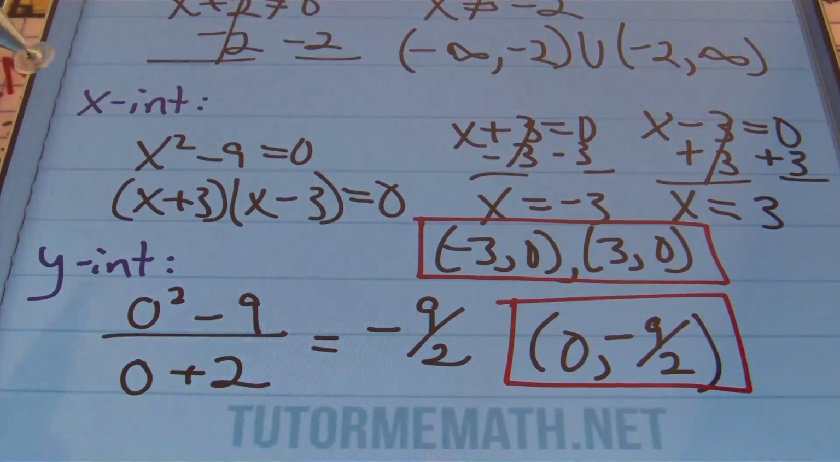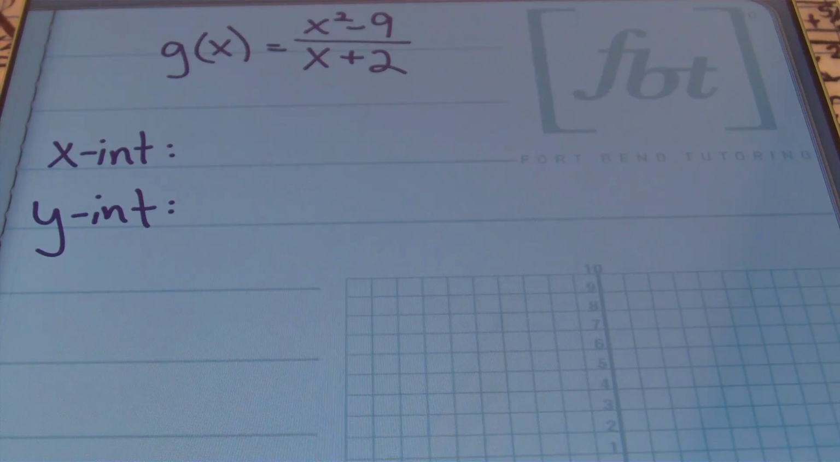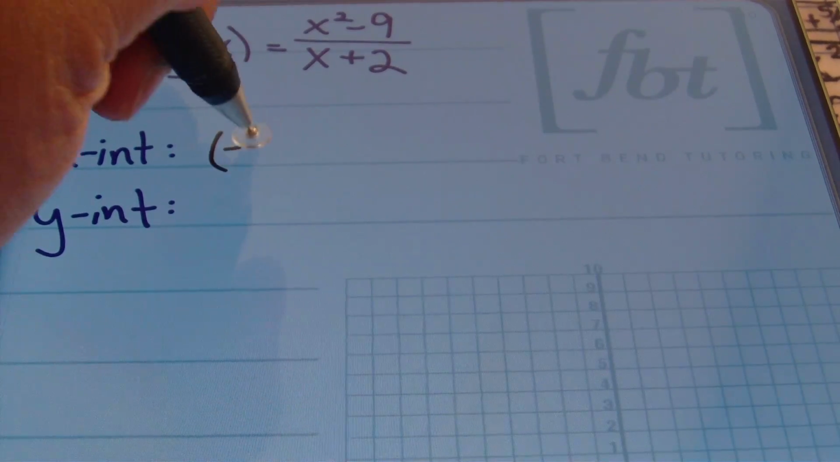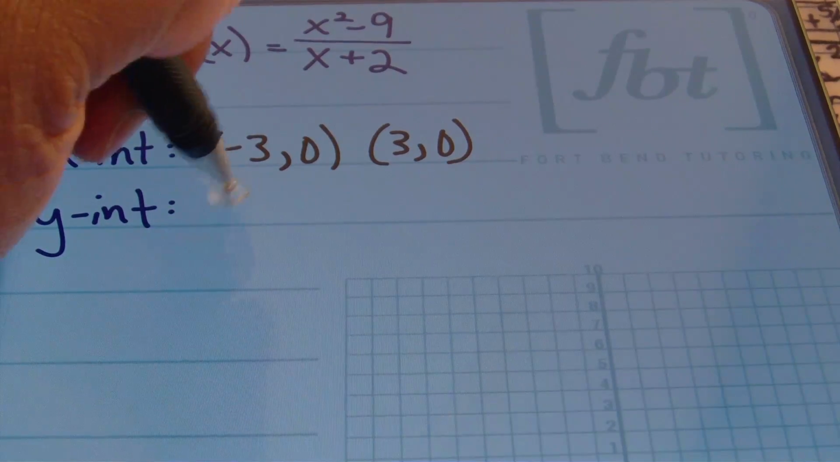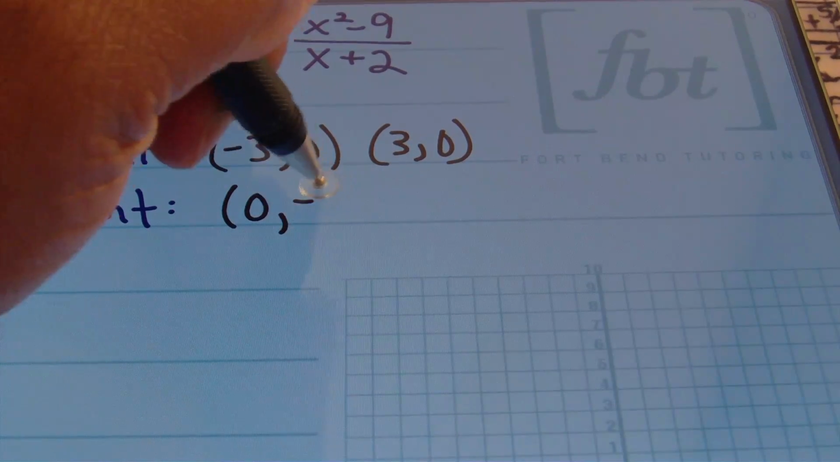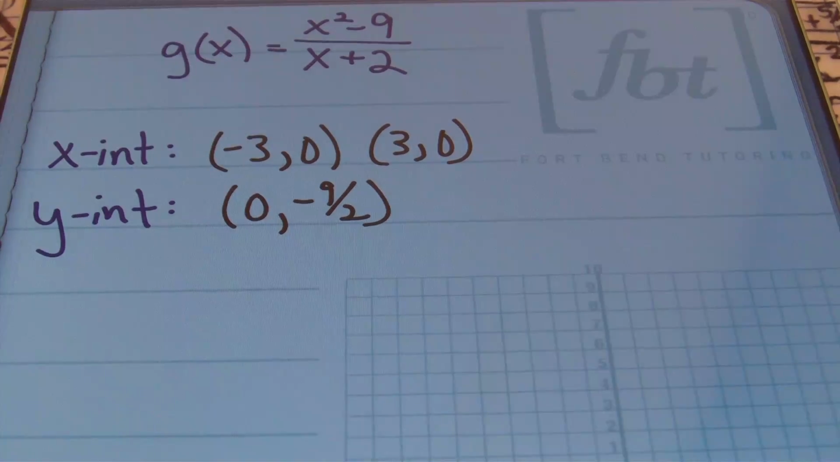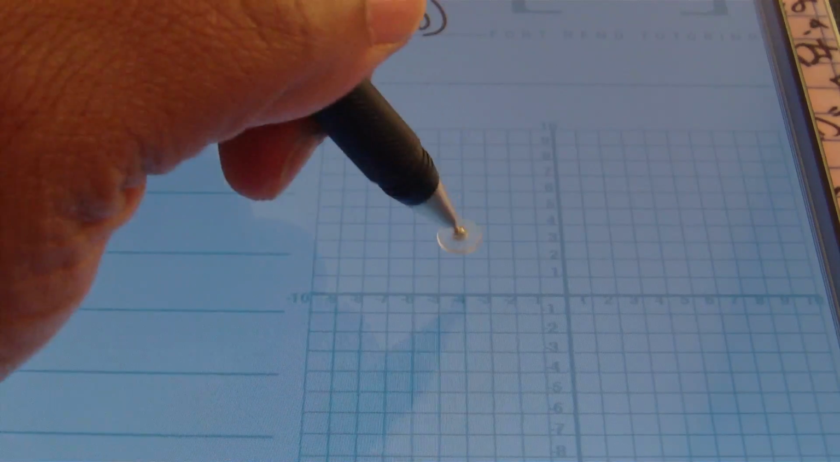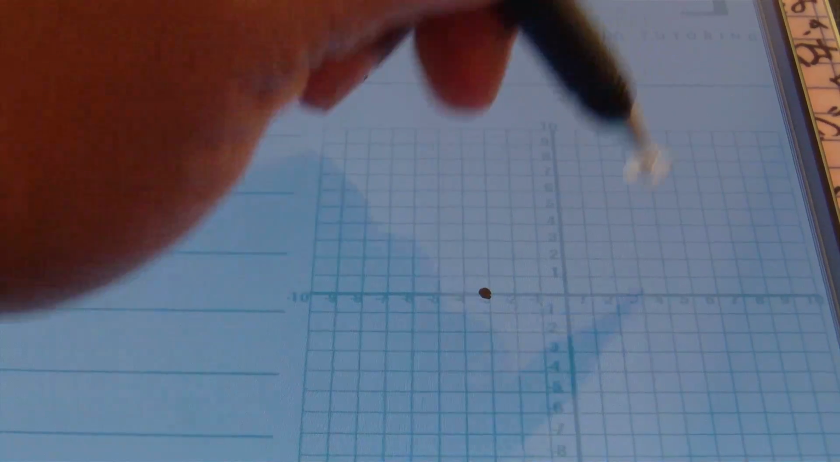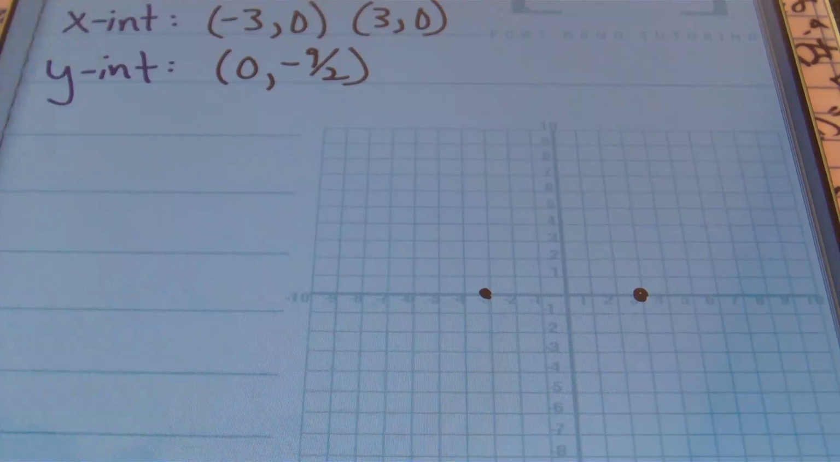Now let's go ahead and plot these on our Cartesian plane. We have our original function g of x equals x squared minus 9 divided by x plus 2, with x-intercepts at (-3, 0) as well as (3, 0), and a y-intercept at (0, -9/2). Plotting these, the first one is at (-3, 0), so I have a point right here. I'll have another x-intercept at (3, 0), and I'll also have a y-intercept at (0, -9/2).